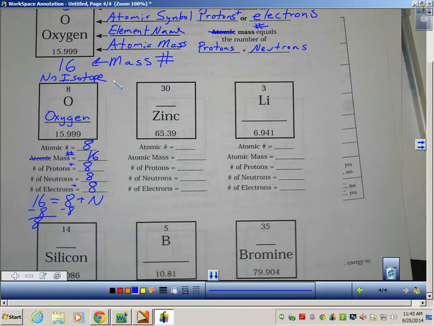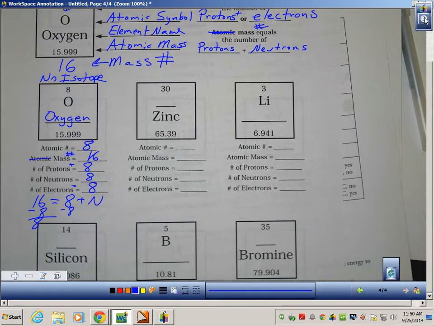Okay. You guys want to do one more together? Yeah? You want me to do an isotope? Let's do an isotope.